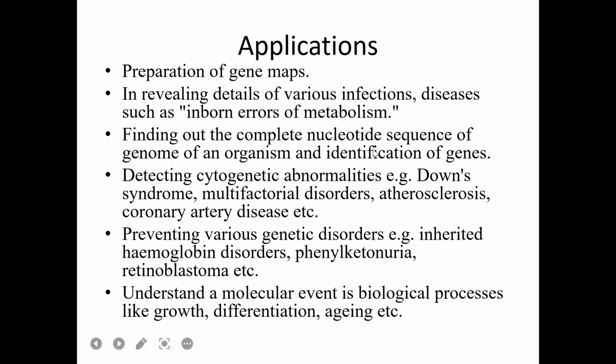Finding out complete nucleotide sequence, one genome in a complete nucleotide sequence, we can know using rDNA technology. Detecting cytogenetic abnormalities, that is Down syndrome, atherosclerosis, coronary artery disease. So this all will be detected using this method indirectly, not directly. Preventing various genetic disorders, for example, inherited hemoglobin disorder, phenylketonuria, retinoblastoma. So these are the diseases which transfer through heredity. So these can be prevented using rDNA technology.